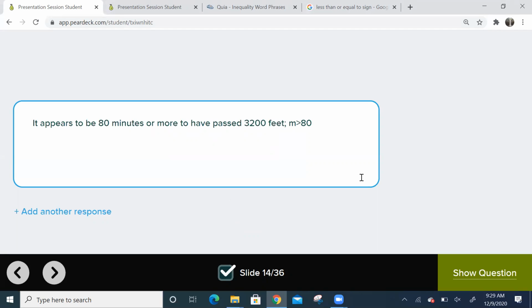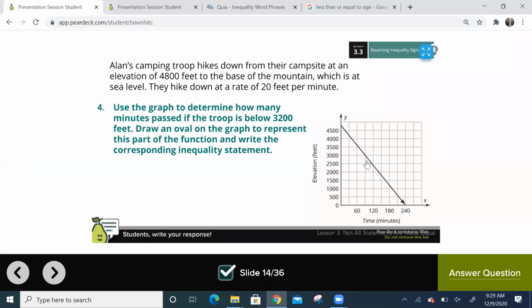So after 80 minutes, everything after 80 minutes, you will be under 3,200 feet. So use the graph to determine how many minutes pass if the drop is below 3,200 feet. So all of that part is under 3,200 feet. So you can get that after 80 minutes. So 80, 90, 100, all of those make sense because those are all numbers that are going to be less than 3,200.